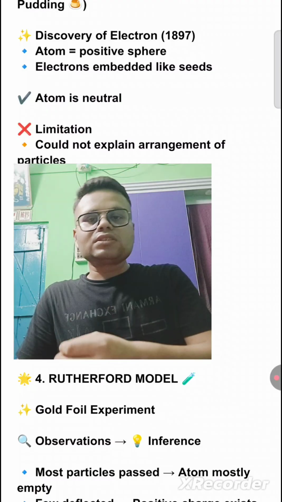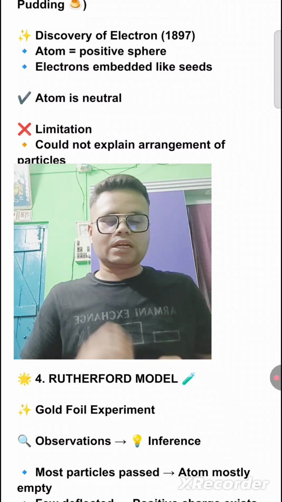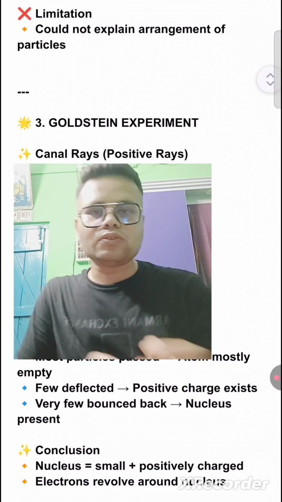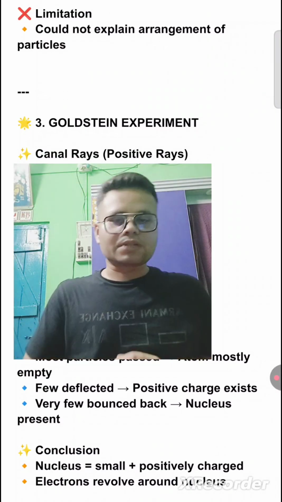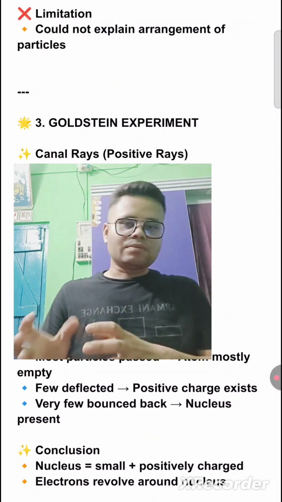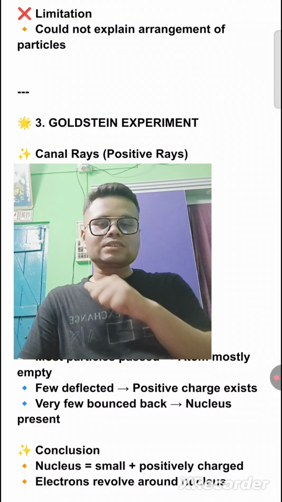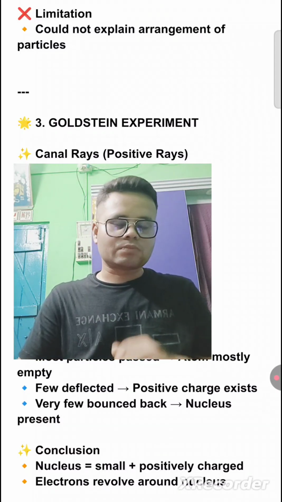So the atom is neutral. First of all, the atom behaves as neutral. So what are the limitations? It could not explain the arrangement of the particles. This model talks about the particles but could not explain their arrangement. This is the major drawback of this model.